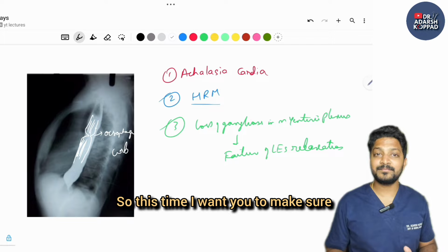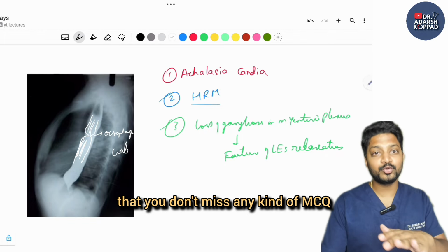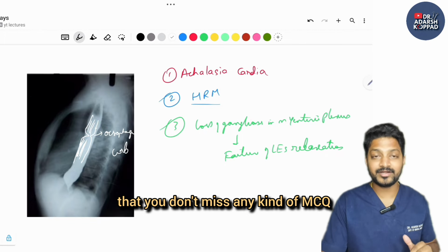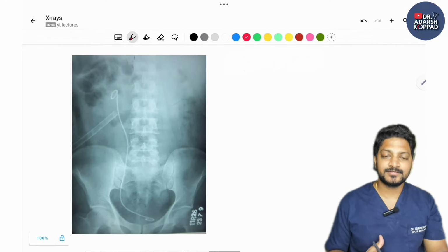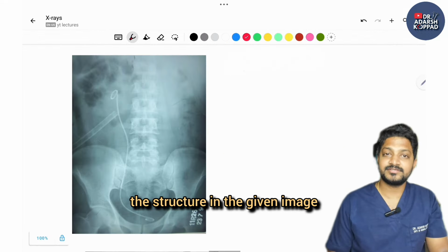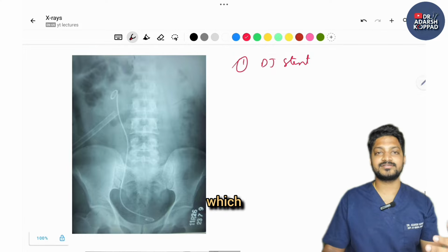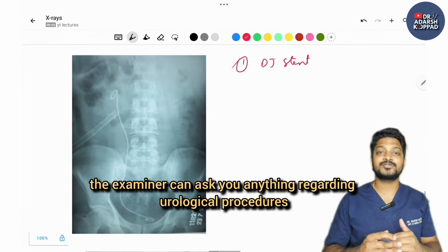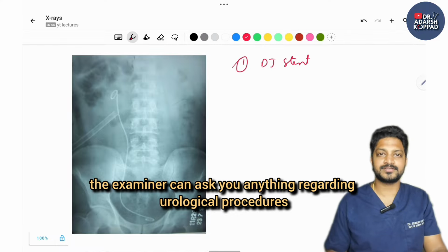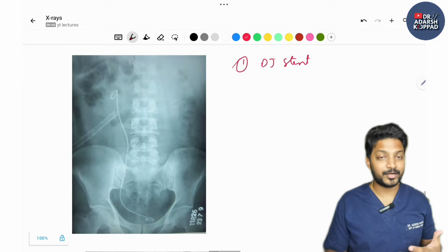So this time, I want you to make sure that you don't miss any MCQ when it comes to X-ray questions. And this is your next X-ray. Identify the structure in the given image. This is a DJ stent which is used in urological procedures. By using this, he can ask you anything regarding urological procedures, like renal calculi, like hydronephrosis.